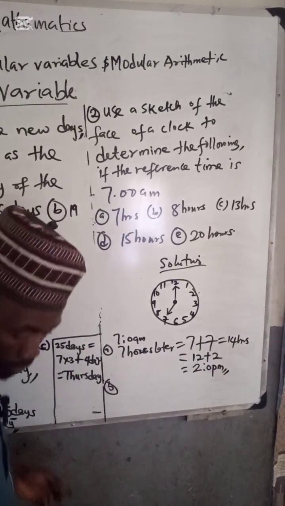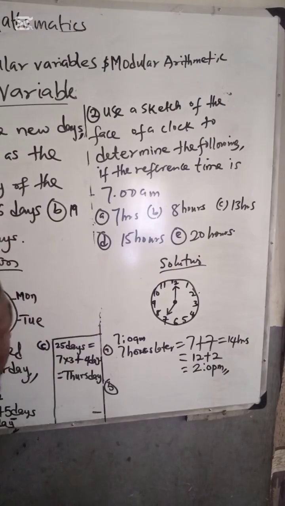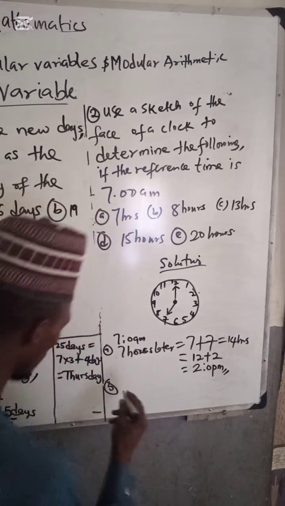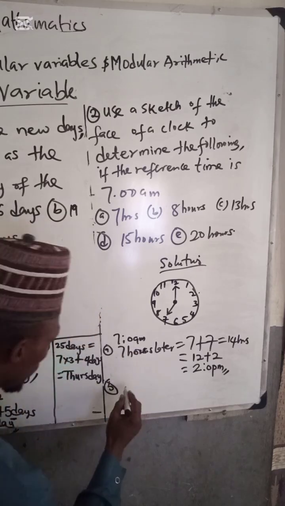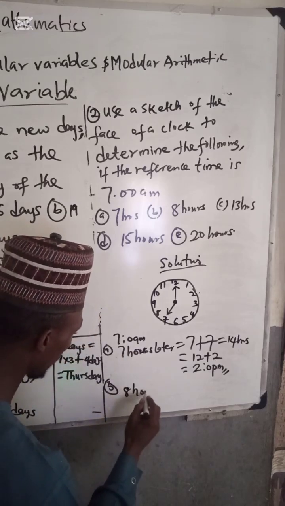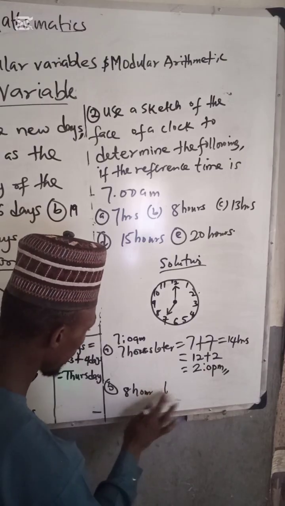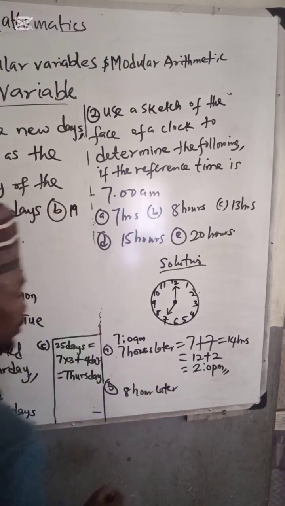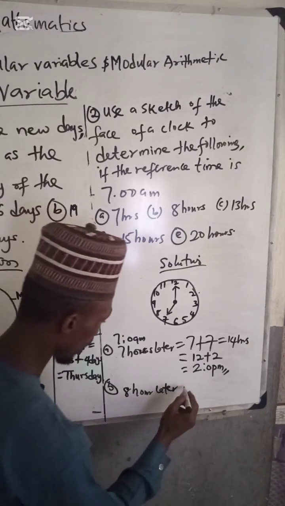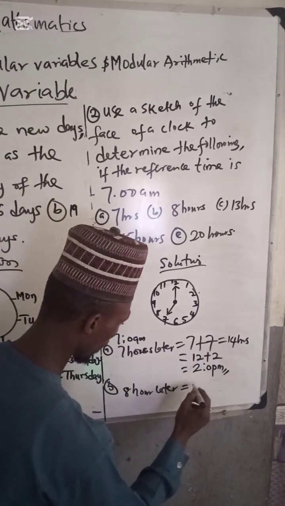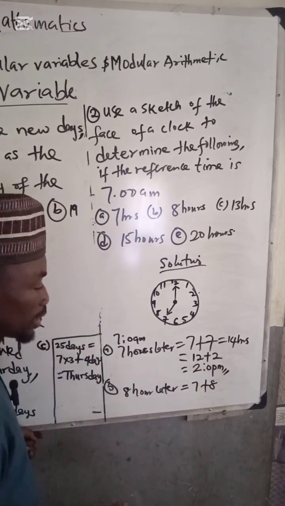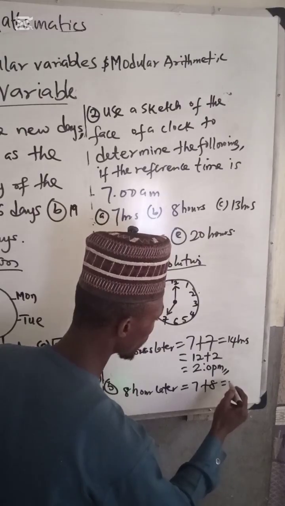Question B. It said 8 hours. I think 8 hours is from 7 a.m. That is 8 hours later. If you have 7, which is 7 a.m., plus 8, that gives you 15.